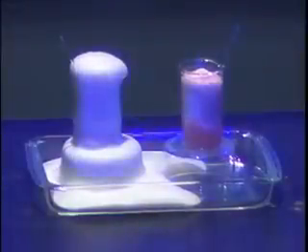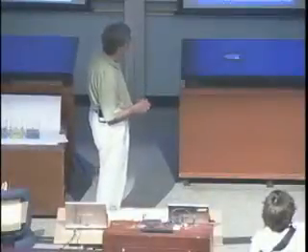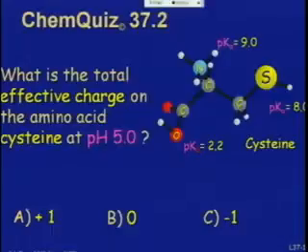Exactly. So let me ask you one final question. I haven't drawn the charges here. I told you about this, so you guess that's the typical MCAT question. What is the total effective charge on the amino acid cysteine? These are the pKa's. On the amino acid cysteine, I have not drawn the charges, okay? Remember, at a pH of 5, is it +1, is it 0, or is it -1? Let's see what you got.